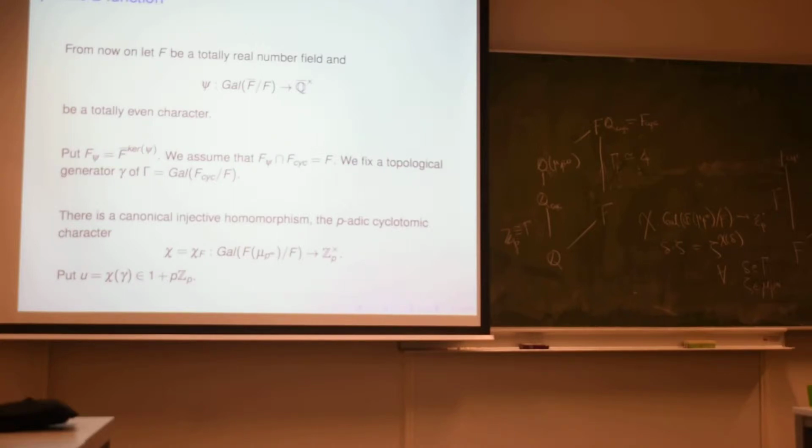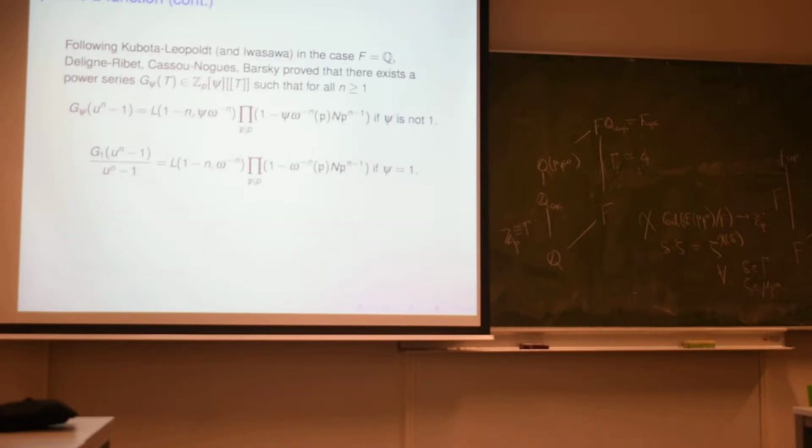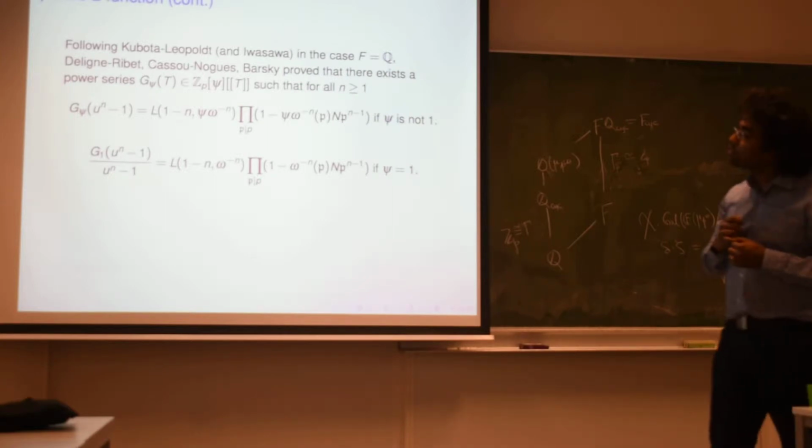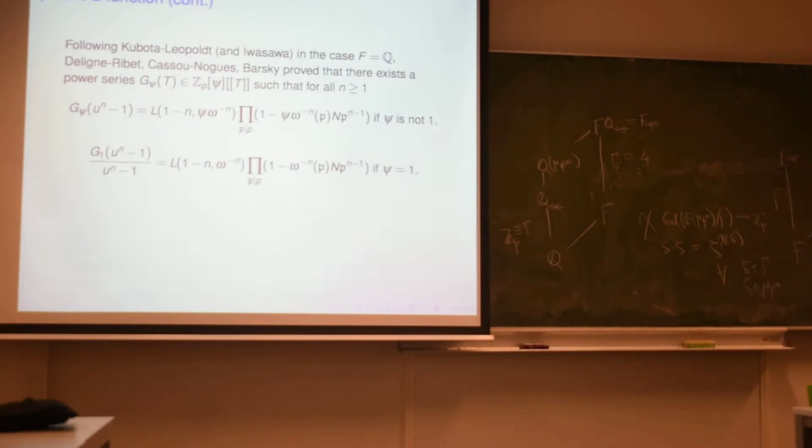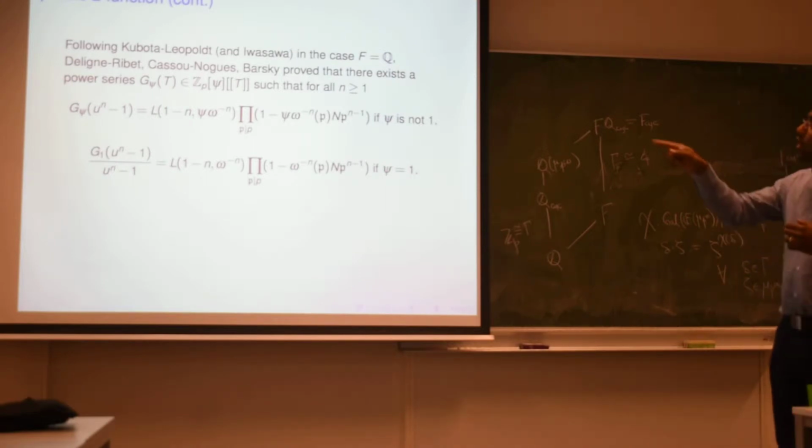Image of the topological generator, and because u lies in this gamma, it lands in 1 plus these. Okay, so p-adic L functions were first constructed by Kubota and Leopoldt, and then again by Iwasawa by a different method when F is equal to Q, and then in general by Deligne-Ribet using Hilbert modular forms, and by Cassou-Noguès and Barsky independently by using Shintani's formulas for partial zeta functions or L functions.